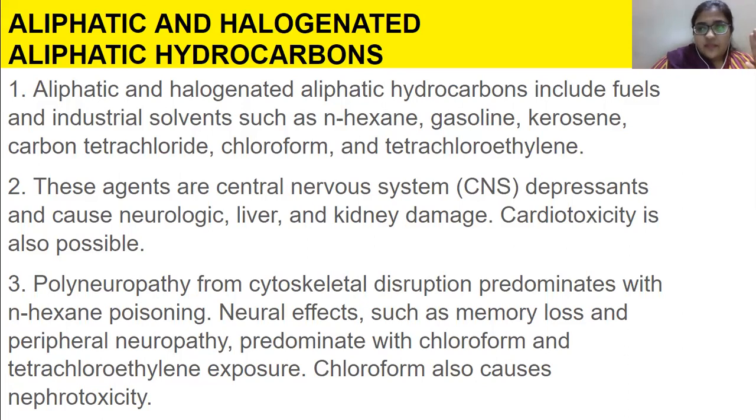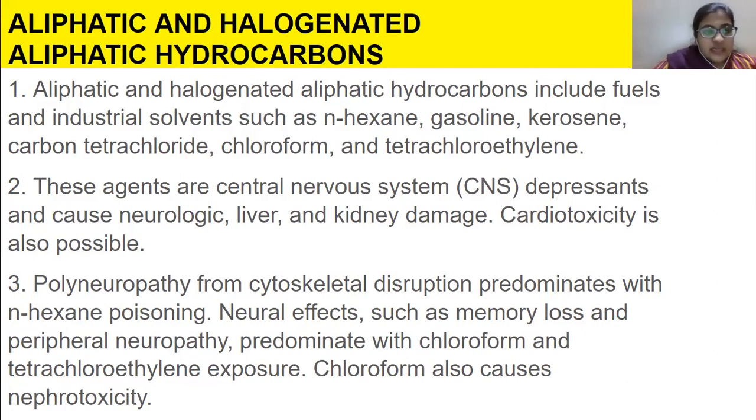What I want you to do is this: make two columns. In one column, which should be a bit thinner, write the names of these groups and the names of the chemicals present within each group. In the other column, write the toxic effects which are produced. That is the easiest way to memorize this chapter.